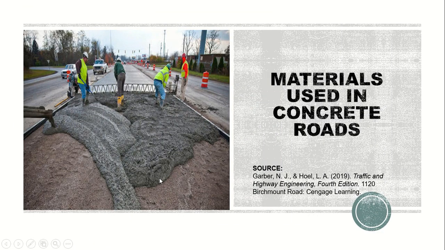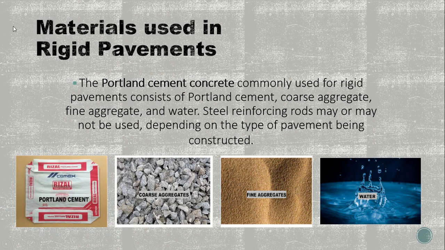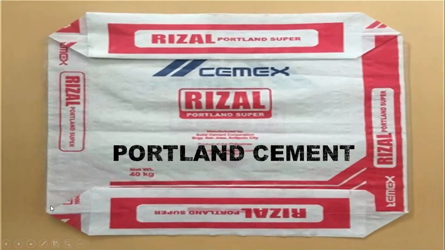The materials used in concrete roads. The Portland cement concrete commonly used for rigid pavements consists of Portland cement, coarse aggregate, fine aggregate, and water. Steel reinforcing rods may or may not be used. It depends on the type of the pavement being constructed. So let's talk about the first material, the Portland cement.